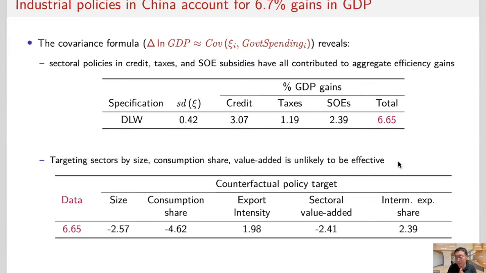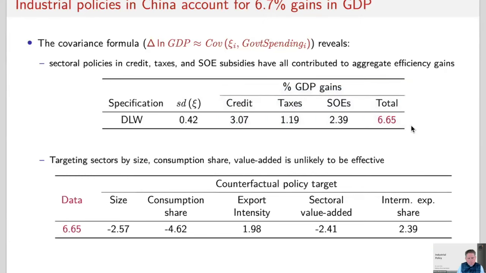Okay. What's DLW? Sorry. Yeah, this is the De Loecker and Warzynski method of picking distortions, but in the paper I try to pick distortions in many other ways. So it's their numbers. Yeah, exactly. So it's their method applied to Chinese numbers.